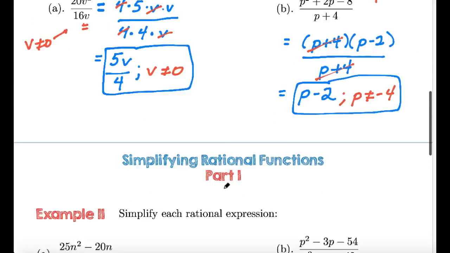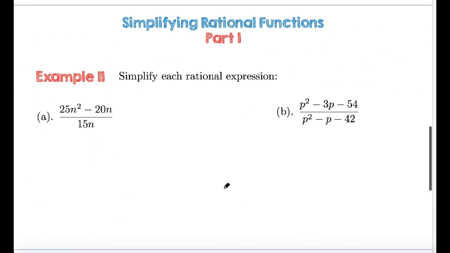All right, let's go on to example number 2. In example number 2, let's simplify each rational expression. On the left, we have 25n squared minus 20n all over 15n. Right now, I know that n cannot equal 0, because that would make the denominator 0.